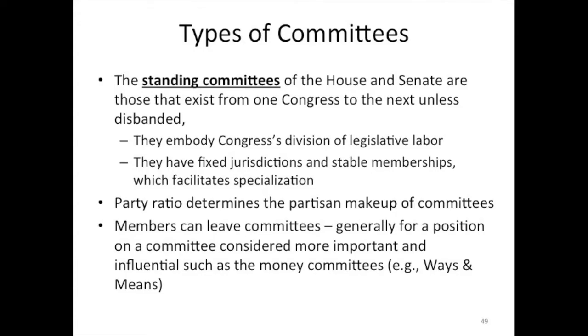Now, standing committees of the House and Senate are those that exist from one Congress to the next unless disbanded. Both chambers have standing committees. The committees really embody Congress's division of legislative labor. They have fixed jurisdiction and stable memberships, and it facilitates congressmen to specialize in certain policy areas, usually areas that have to do with their constituency. If a congressperson is from a rural state, you'll see that congressperson wanting to be on the Agriculture Committee.